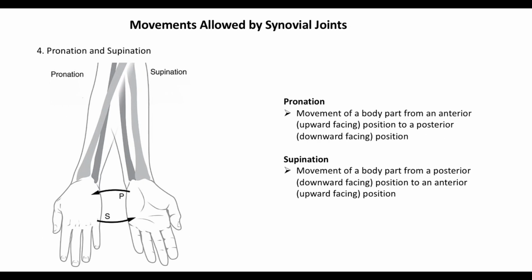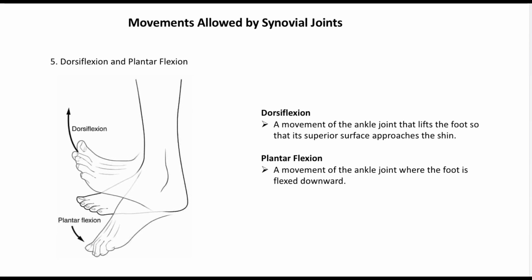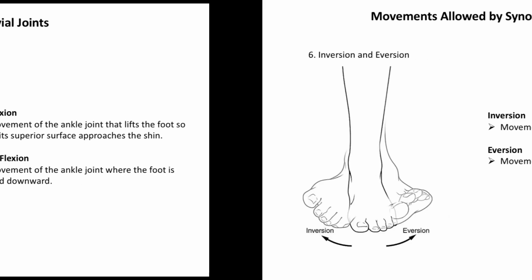Pronation is the movement of the forearm from an anterior or upwards facing position to a posterior or downwards facing position. Supination is the movement of the forearm from a posterior facing position to an anterior facing position. Dorsiflexion is the movement of the ankle joint that lifts the foot so that its superior surface approaches the shin. Plantar flexion is a movement of the ankle joint where the foot is flexed downward, such as standing on the toes or pointing the toes.